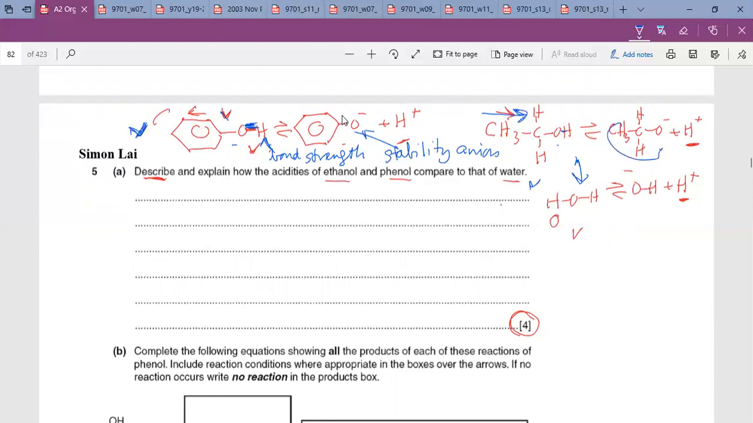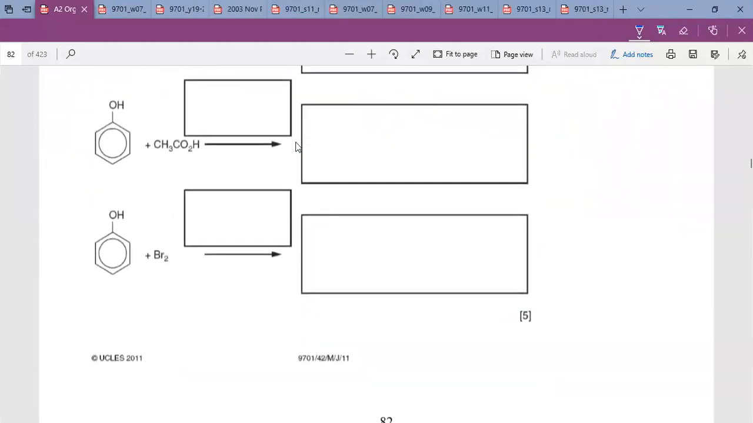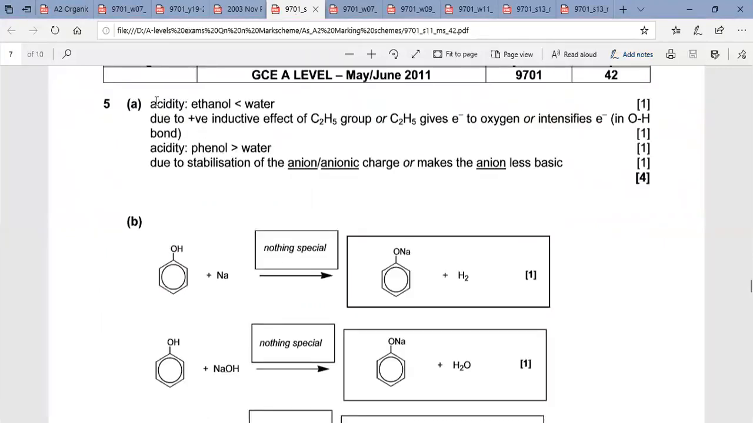Okay, now let's look at the marking scheme, okay? 4 marks, remember 4 marks here. The first mark is given for acidity, ethanol, water, stronger acidity than here. Now here, again, it gives you 1 mark each. Phenol, stronger than water, so here, 1 mark each, 1 mark each, see? 1 mark.